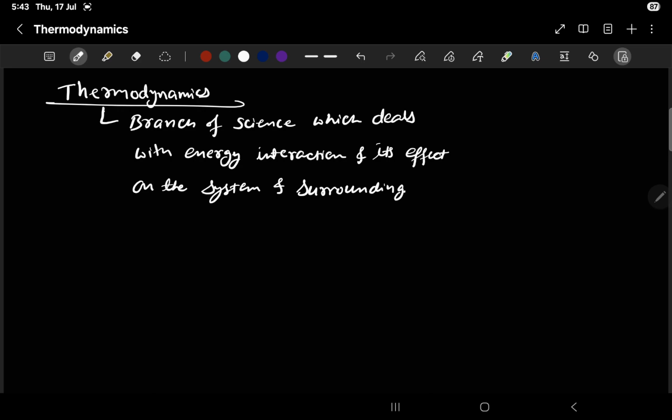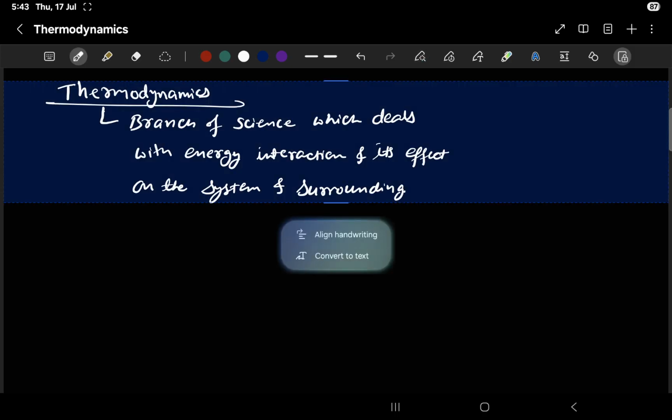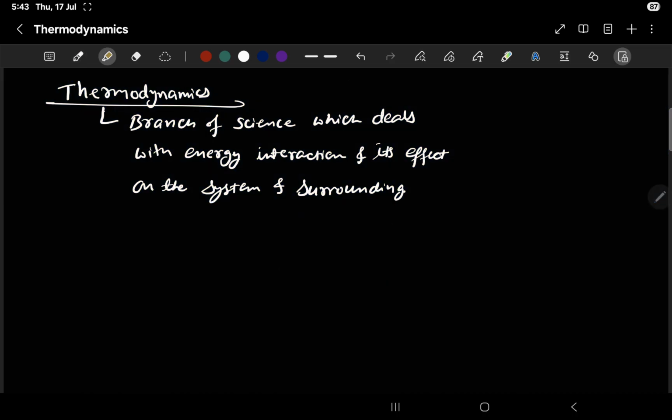So in the definition there are basically a few points which we should remember. Let me mention those points first. First, it deals with energy interaction. So the first point you should remember is energy interaction. The second is its effect on what? On system and surrounding. Next we will see what is system and what is surrounding.